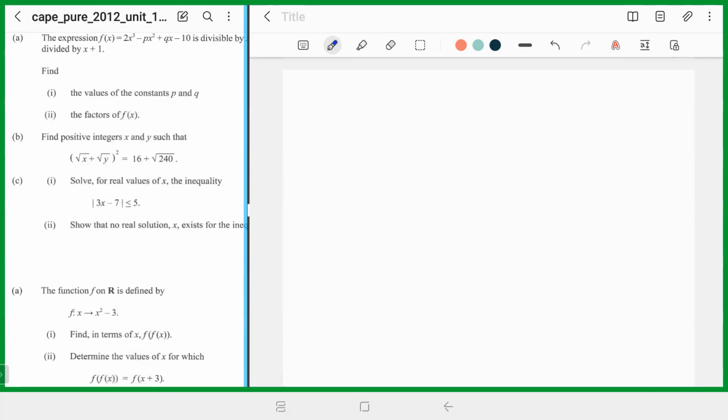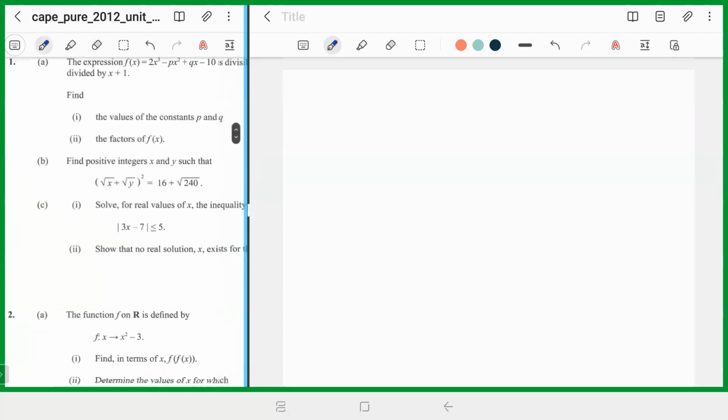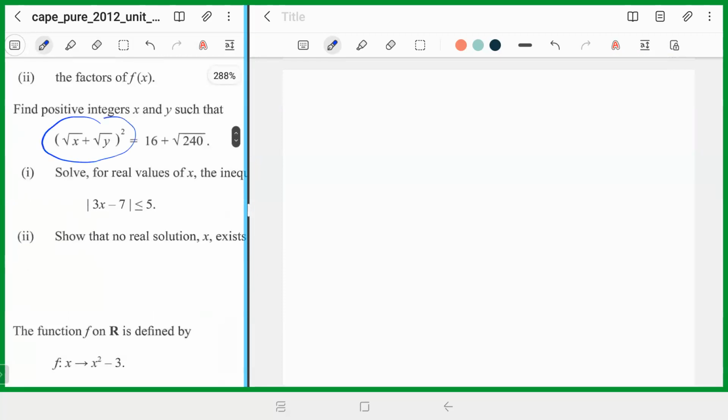This one says, find the positive integers x and y such that this thing is equal to that thing. Nice question. Find the positive integers x and y such that this thing is equal to that thing. So when you expand this out, it is supposed to be equal to that. But what are the values of x and y?